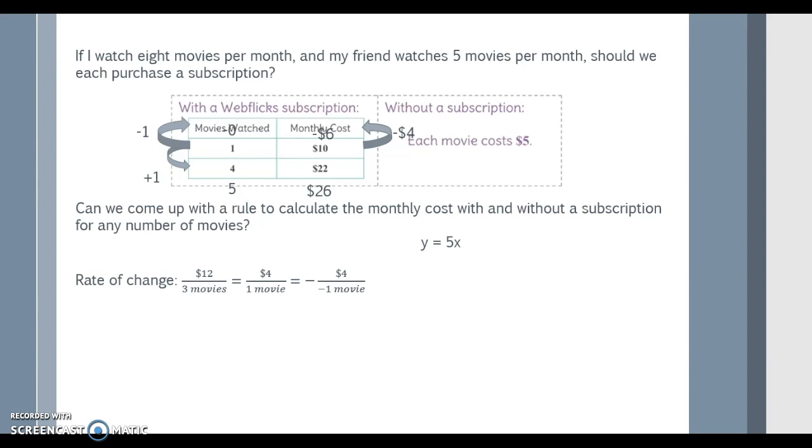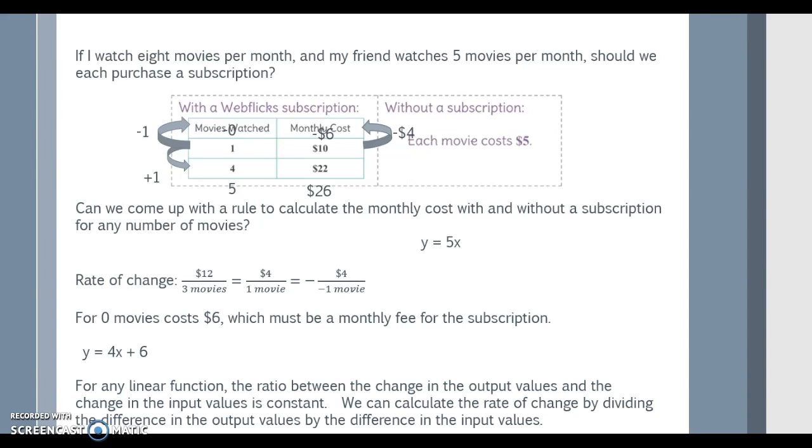So for 0 movies, it would cost me at minimum $6 for the monthly cost. So for 0 movies, it costs $6, which must be the monthly fee for the subscription. This would mean that we would have 4 times the amount of movies we rent plus the $6 fee.